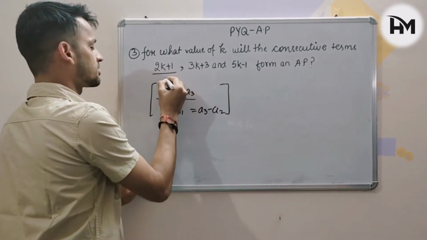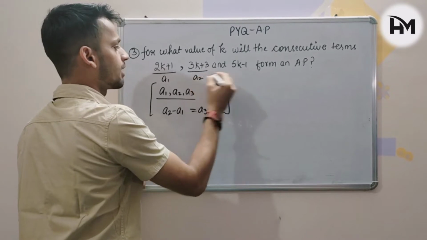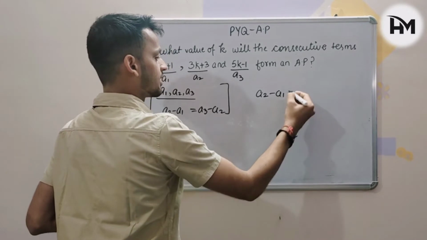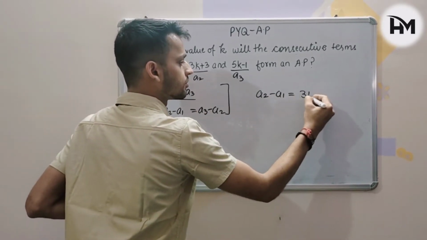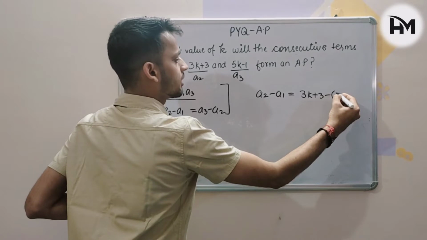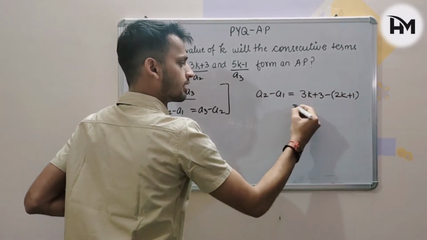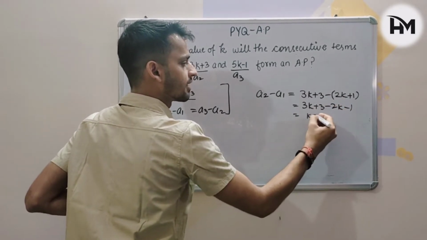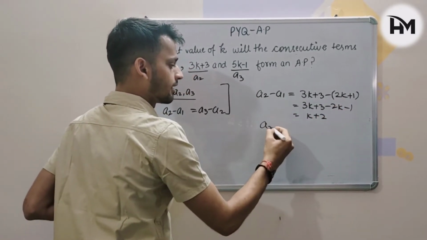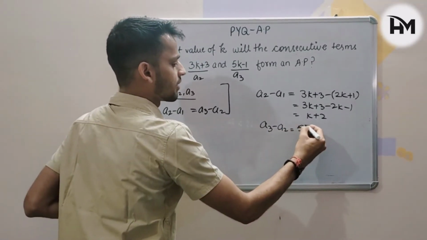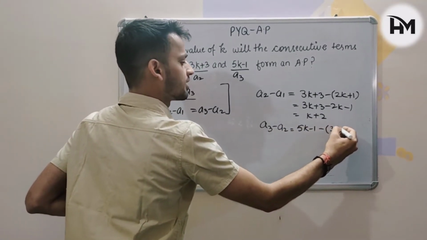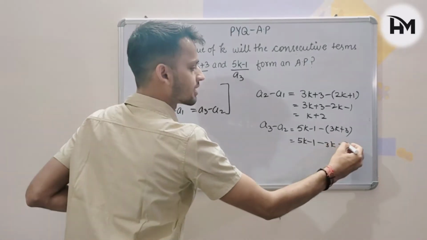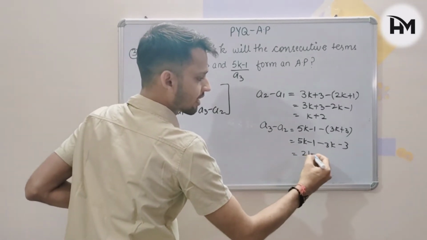If I name this term as A1, this as A2 and this as A3, then we need to check A2 minus A1. What is A2? 3k plus 3. What is A1? 2k plus 1. Then this will be 3k plus 3 minus 2k minus 1. This will be k plus 2. And A3 minus A2. What is A3? 5k minus 1, minus 3k plus 3, that is 5k minus 1 minus 3k minus 3. This is 2k minus 4.